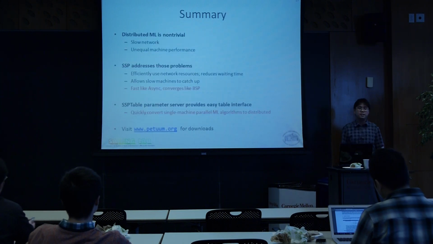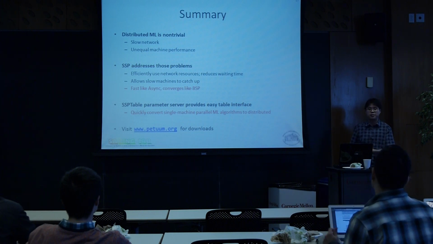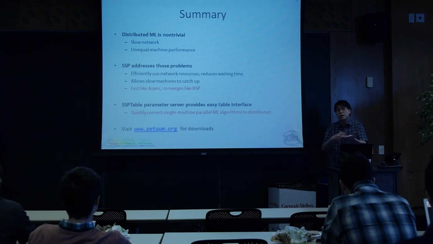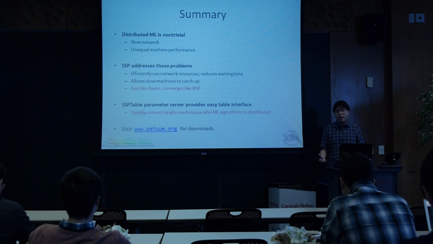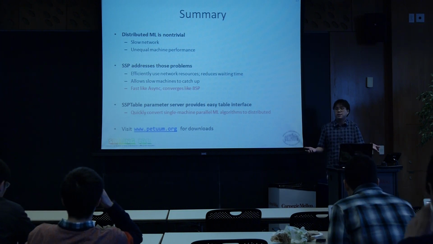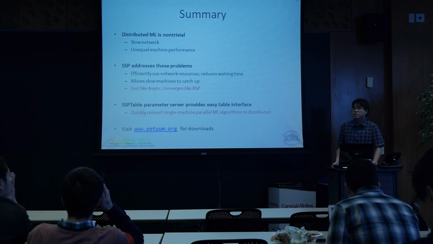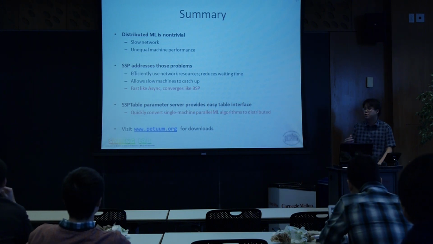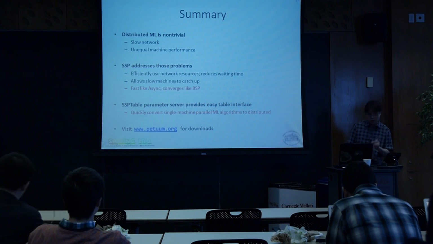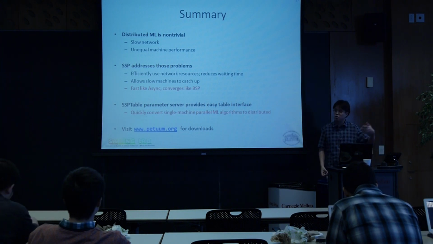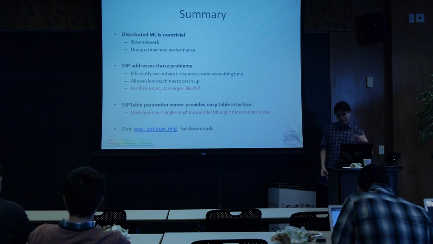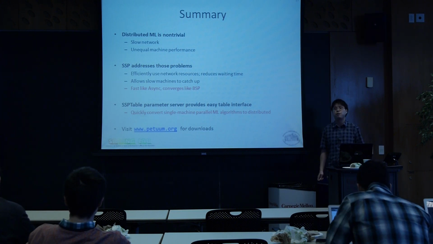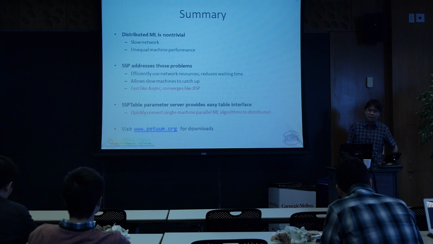So to summarize, I hope I've shown that distributed ML is non-trivial, mainly because the network is slow and unreliable, and machines are also unreliable in the sense that they don't perform equally, and that this stale synchronous parallel consistency model addresses these problems by efficiently using the network resources in order to reduce waiting time, which I've shown to be a very significant factor in actual distributed ML problems. At 32 machines, there is a 6-to-1 ratio of waiting to actually doing work.